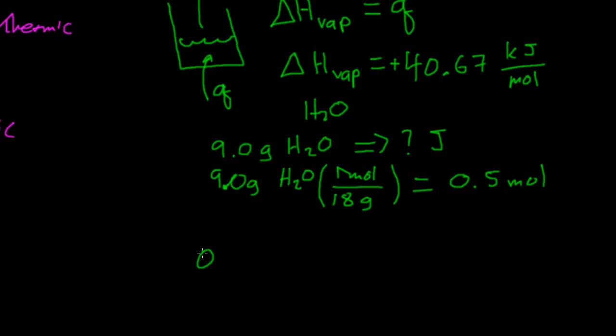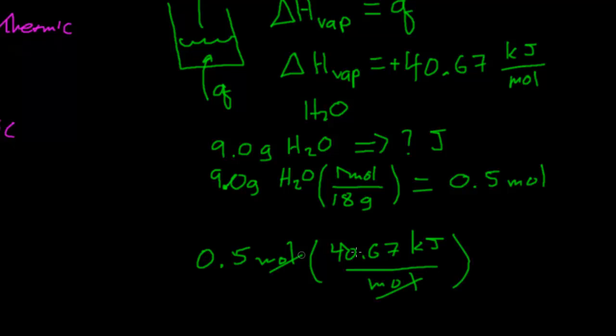All we have to do now is take this 0.5 moles and multiply it by 40.67 kilojoules per mole of water. The mole unit will cancel out. Pull out our calculator here: 0.5 times 40.67 is 20.34, and that unit is in kilojoules. I know that doesn't look so much like a 3 because my pen keeps doing this funny thing. Anyway, 20.34 kilojoules of heat energy. That's how much heat energy you have to put in to vaporize half a mole, or 9 grams, of water.